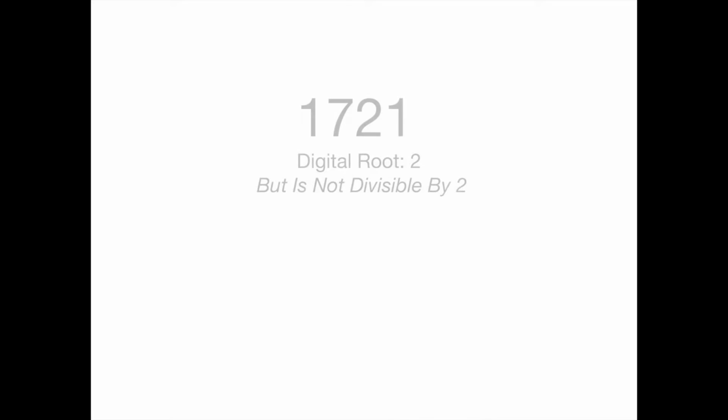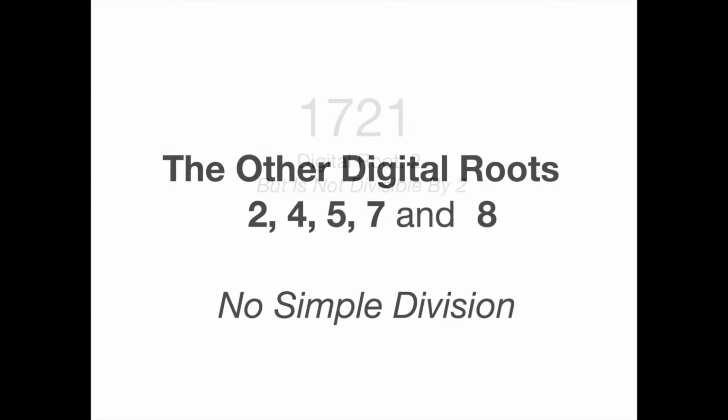Even numbers with the digital root of 2, like 1721, are not necessarily divisible by 2. This becomes especially clear in the primes, many of which have a digital root of 2, 4, and 8. This is just to point out that, when it comes to digital roots, divisibility of a number by its digital root can be quite unclear.